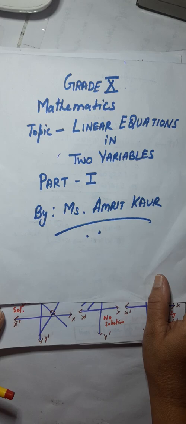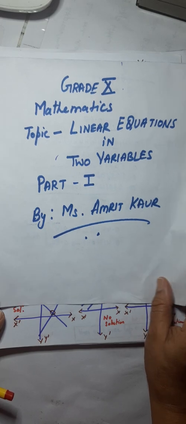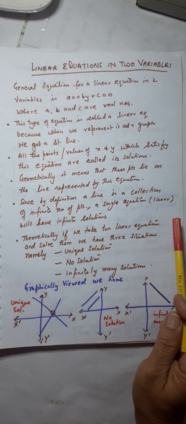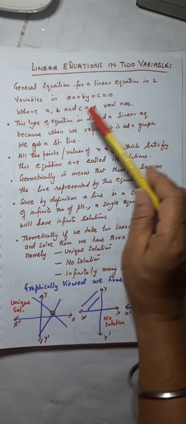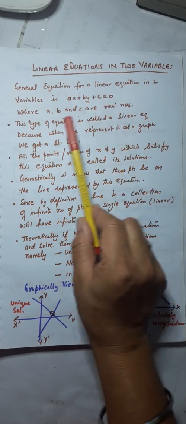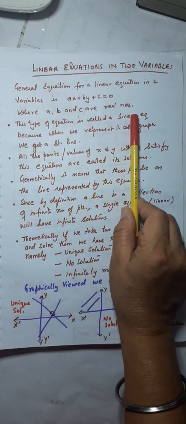Today's topic is linear equations in two variables, part 1. Linear equations in two variables. The general form for a linear equation in two variables is ax + by + c = 0, where a, b and c are real numbers.